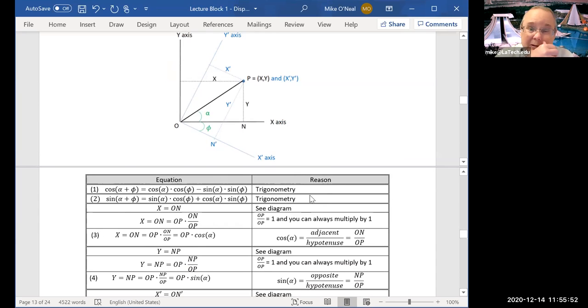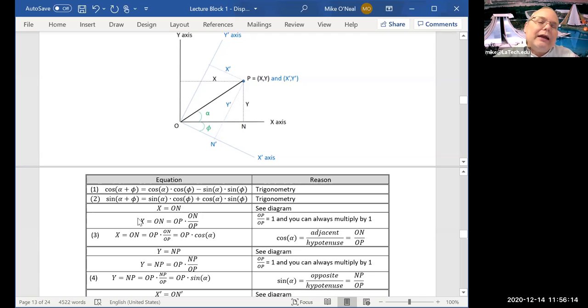The next thing I'm going to want to do is say, okay, we said this before, but x is equal to ON, right? This length is equal to this length. They're the same. Reason: see diagram.